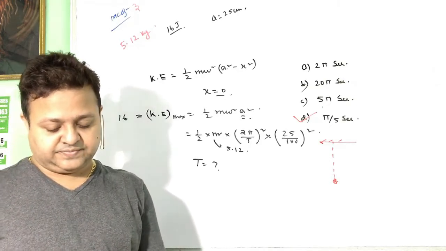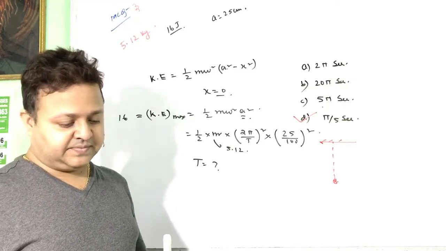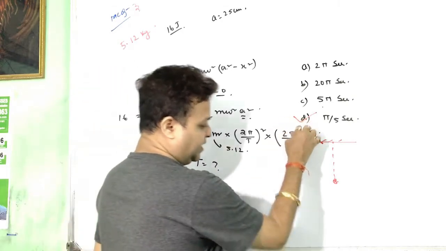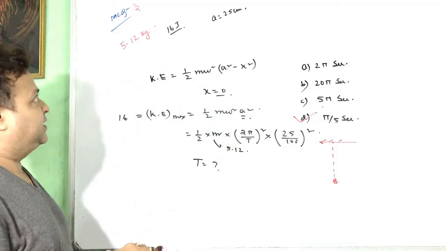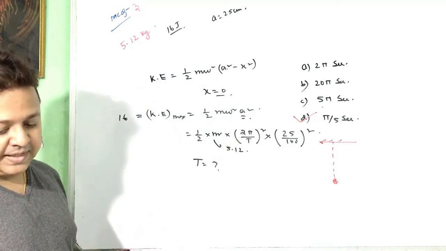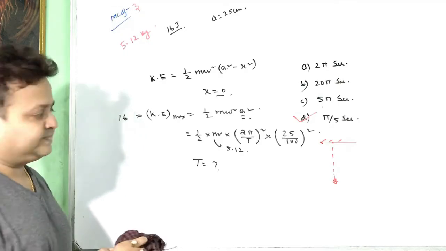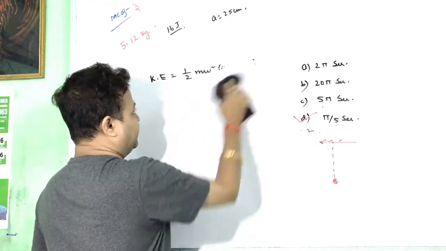Next, number 4. A simple pendulum has a time period. এটা অপশন ডি হবে। ক্যালকুলেট করতে অপশন ডি আসবে। A simple pendulum has a time period capital T1.